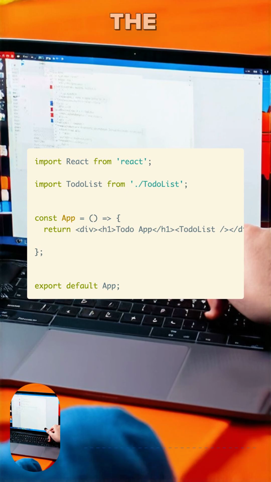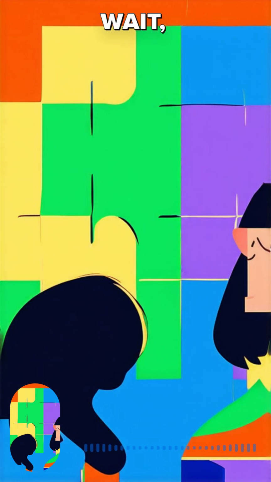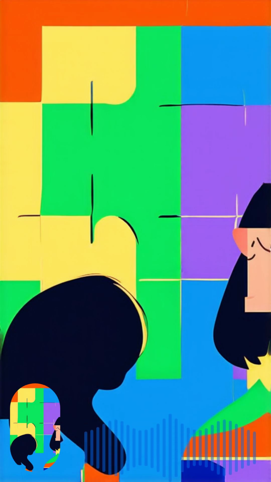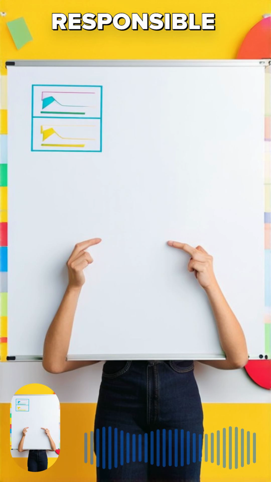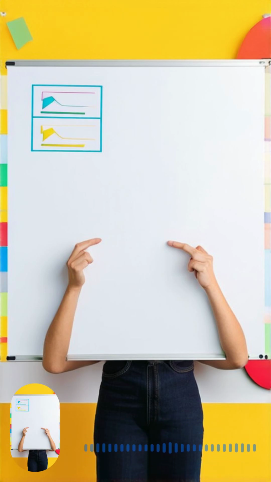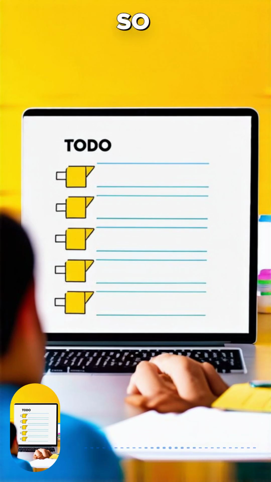What's next? Now, let's create the app component. This will render the to-do list component. Wait, why do we need a separate app component? It's a good practice to separate concerns. The app component is responsible for rendering the to-do list component. Okay, I think I get it.